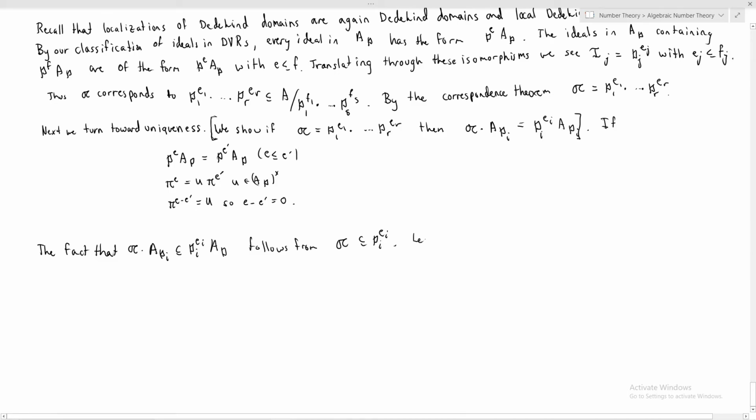We're going to let a over s be in P to the e A_P. Here a is in P to the e, and s is not in P.